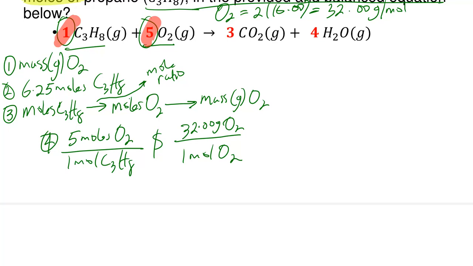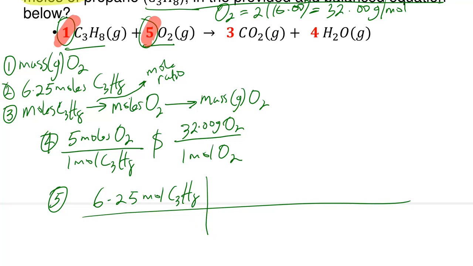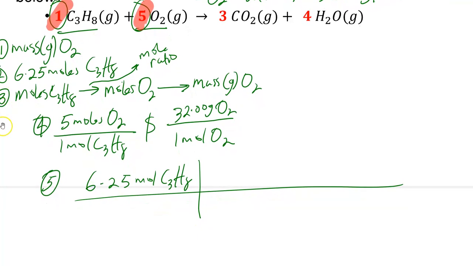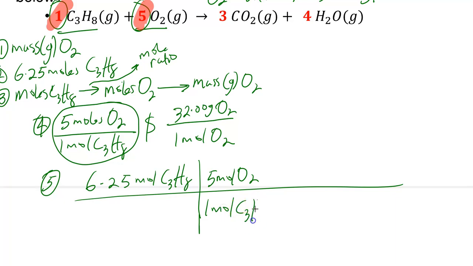So we're going to start from what was given, which is the fifth step. We're going to start with 6.25 moles of C3H8. I'm going to move this a little bit up again. Now, this is the first conversion factor we're going to use. So it will be 5 moles of oxygen over 1 mole of C3H8.